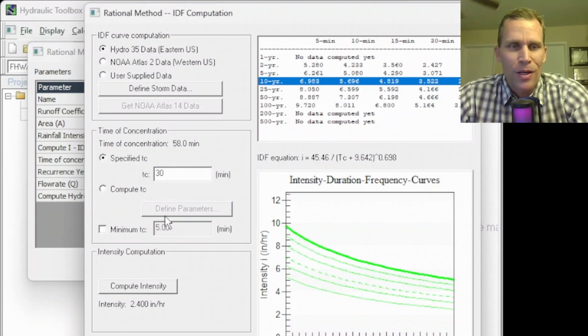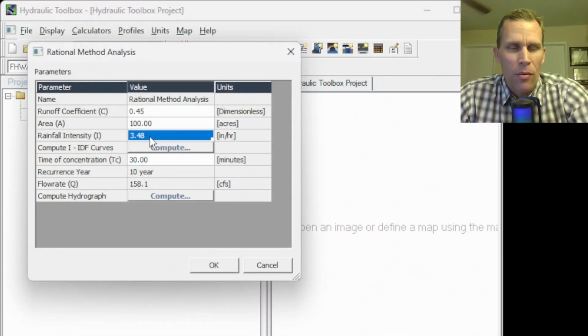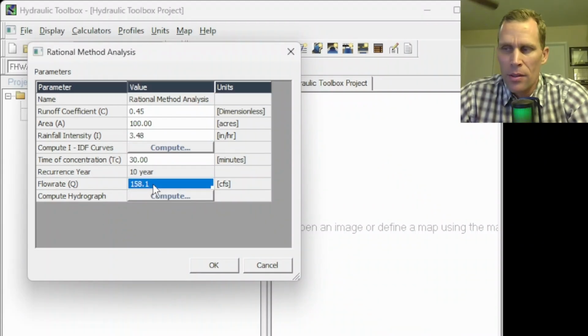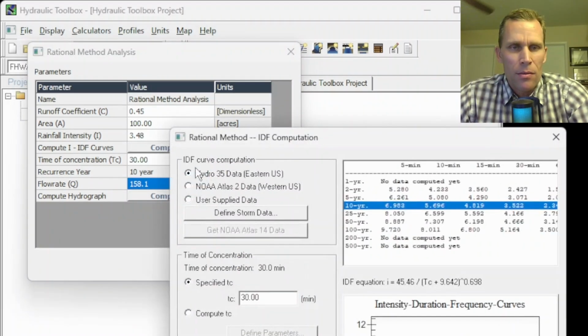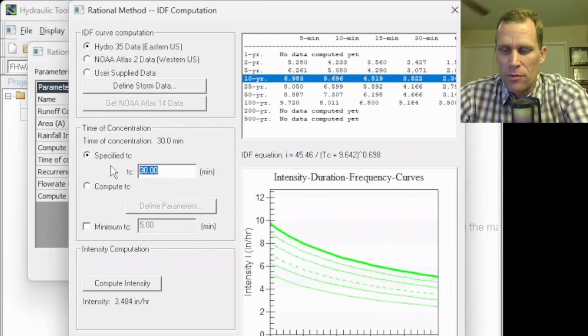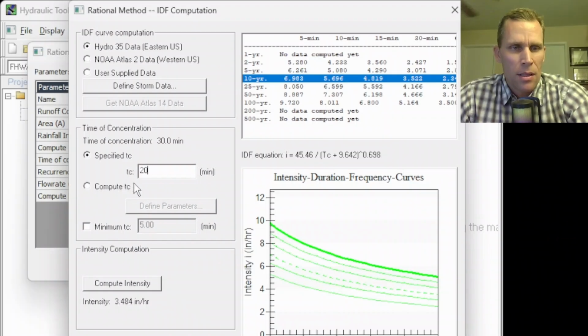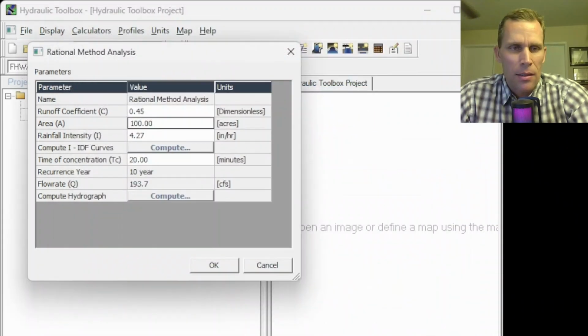Maybe a little bit too low, but we'll see what happens. Compute intensity, that returns a 3.484 inches per hour. Click done. 3.48, that results in a flow rate of 158.1 CFS. Okay, so not quite there. We're looking for 199. So click on compute. Let's go ahead and change this now to 20 minutes. That returns an intensity of 4.268 inches per hour. Click on done.